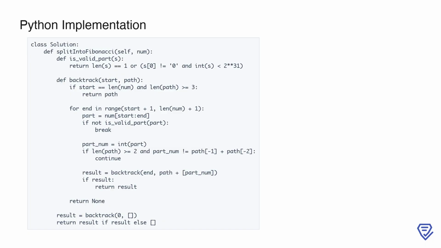If the substring satisfies the conditions, the function recursively tries to extend the sequence by calling backtrack with the updated start and the extended path. If a valid sequence is found, it is returned. Finally, the main function initiates the backtracking process and ensures that the result is returned as an empty list if no valid sequence is found. This approach combines backtracking with validation to efficiently explore possible splits and construct a Fibonacci sequence.